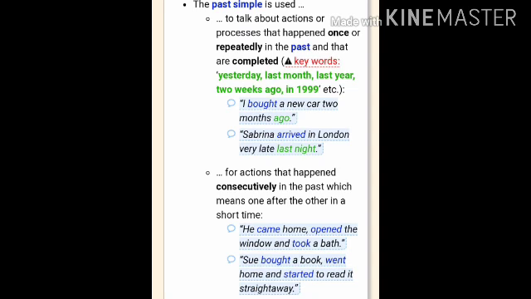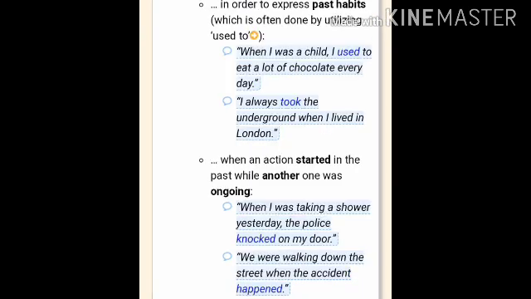Let's move further. Examples are: when I was a child, I used to eat a lot of chocolate every day. Students, here past habit is stated with the help of used to. Now, used is also the second form of the verb use, used. And in the next example, I always took the underground when I lived in London. Here we have just used the second form of the verb, and the adverb always has also been used for stating past habit.